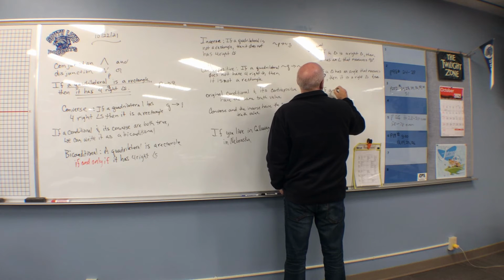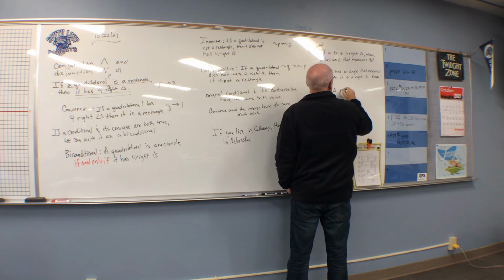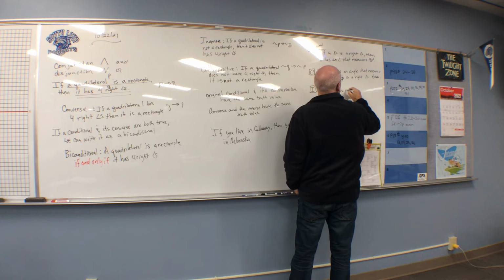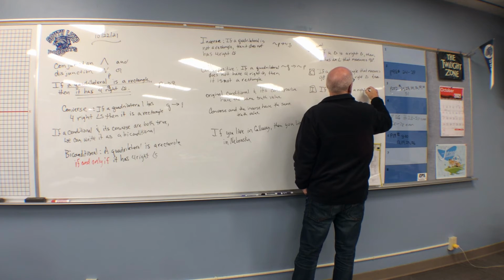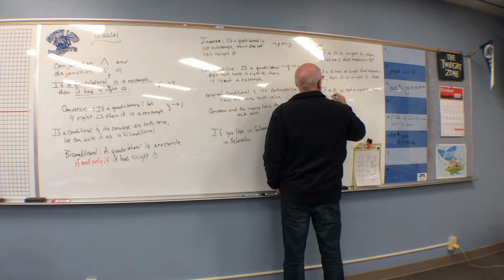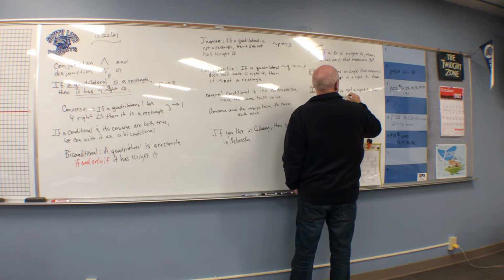If a triangle is not a right triangle, then it does not have a right angle that measures 90 degrees. Then it does not have an angle, not a right angle.